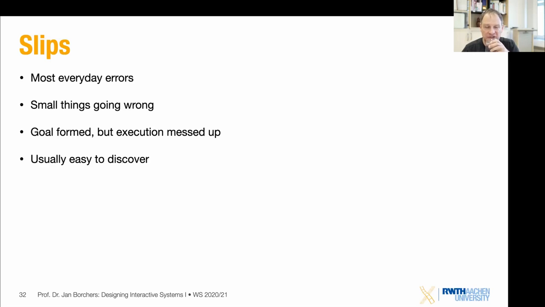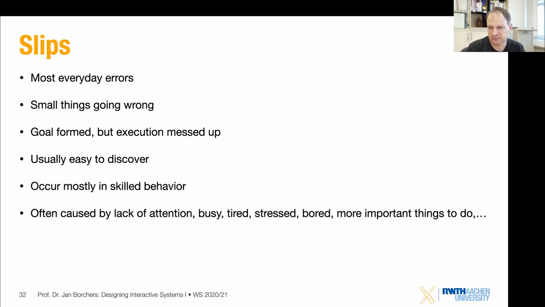They are usually easy to discover in software because they are clearly behavior that wasn't intended. They occur mostly in skilled behavior, so when people don't pay attention anymore. The person who is learning things and doing every step consciously usually doesn't make slips. It's the person who has started to learn something about a system and starts throwing off the training wheels, who starts making these mistakes. They're often caused by lack of attention because I'm busy, I'm tired, I'm stressed, I'm bored, or I have more important things to do.